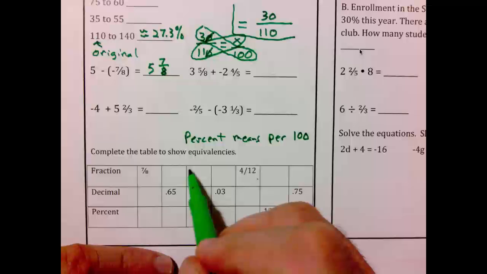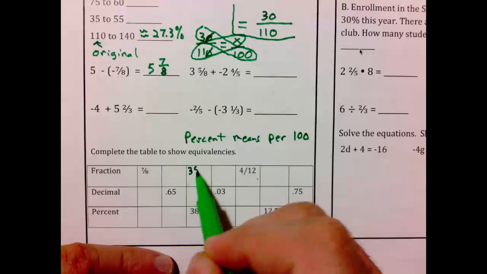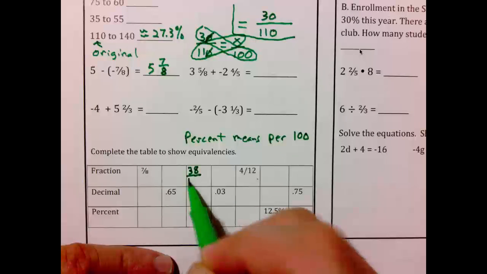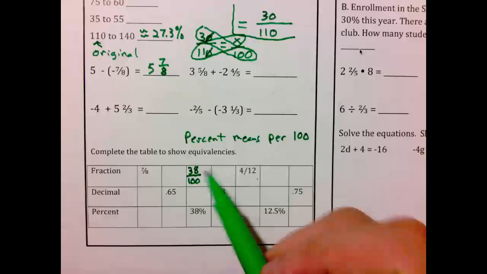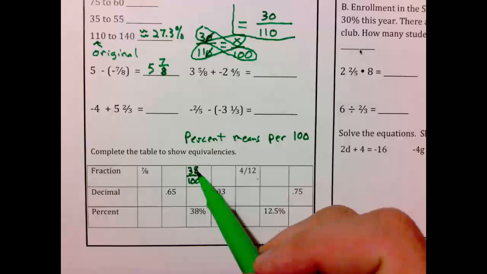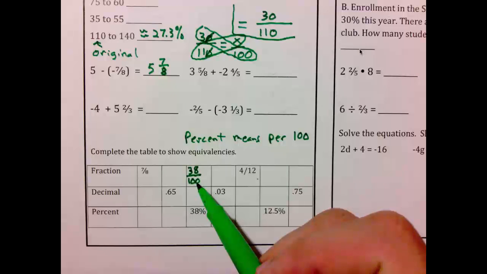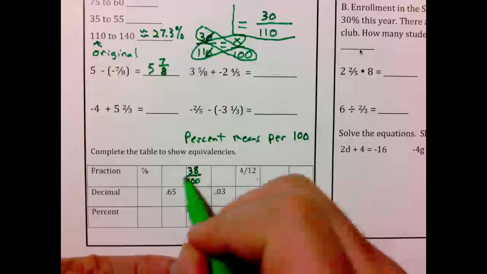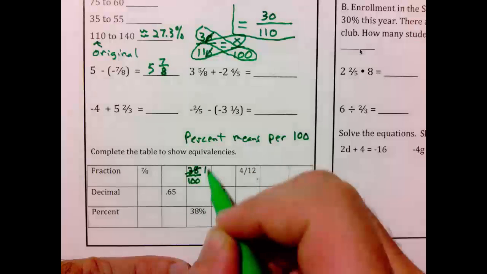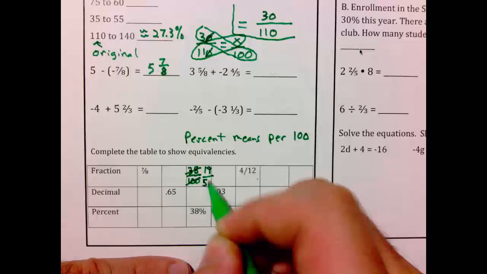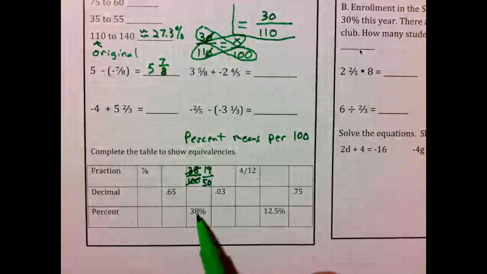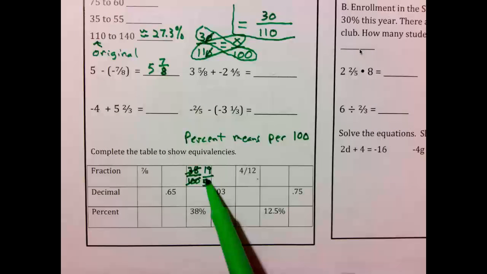I could simply write in here 38 per 100. That's the fraction equivalent. Now 38 over 100 can be reduced. What number goes into both 38 and 100? Well, 2 does. Both these numbers are even. 2 goes into 38 19 times, and 2 into 100 50 times. So 38% is equivalent to 19 over 50.